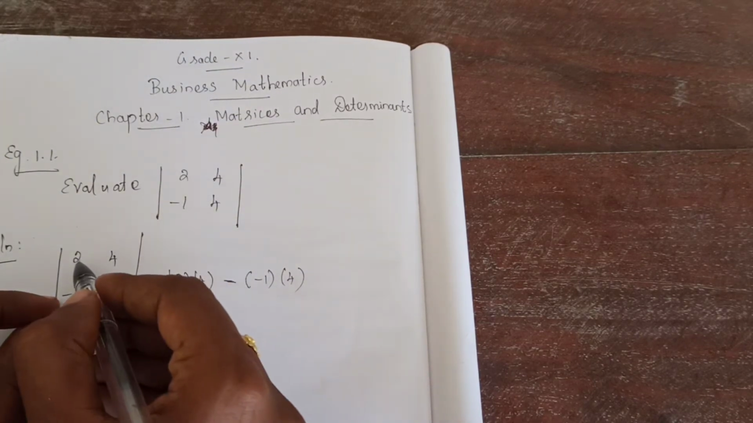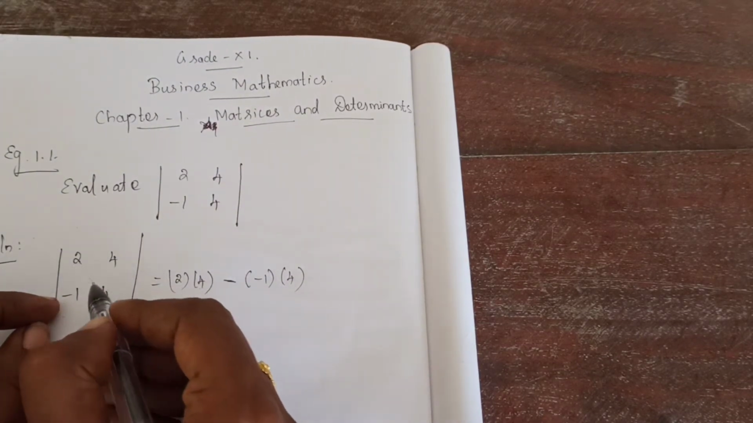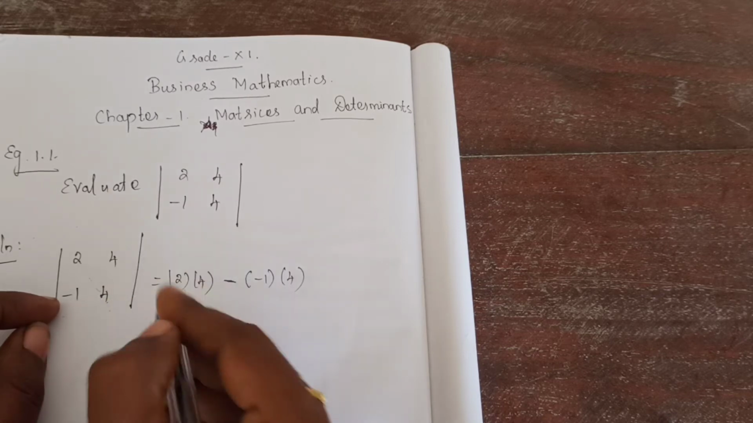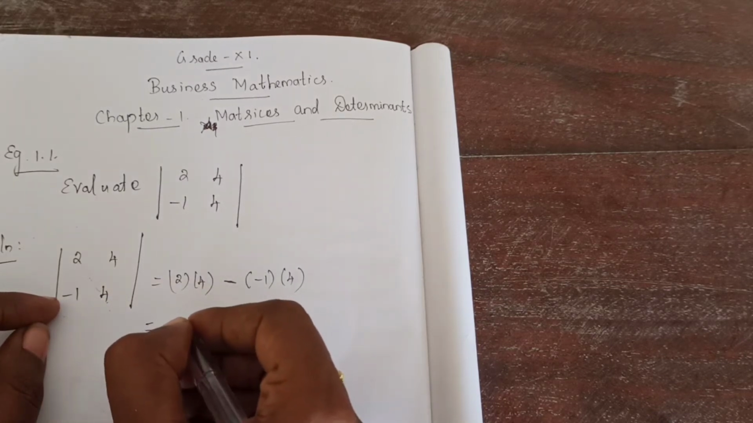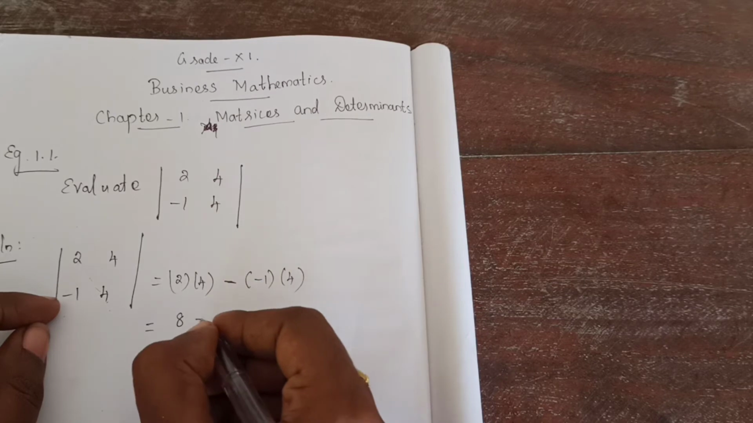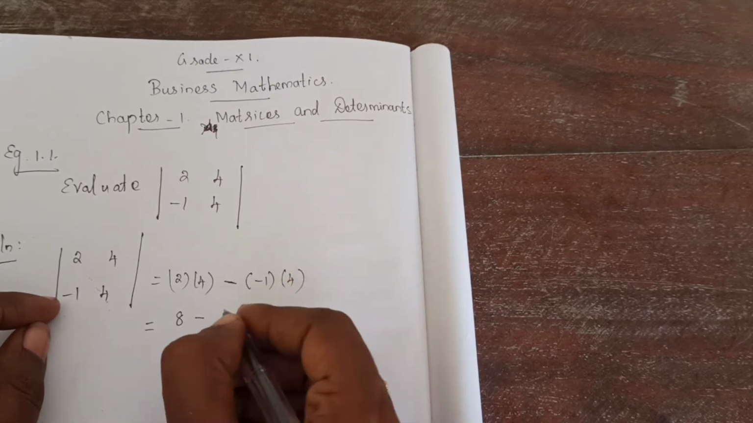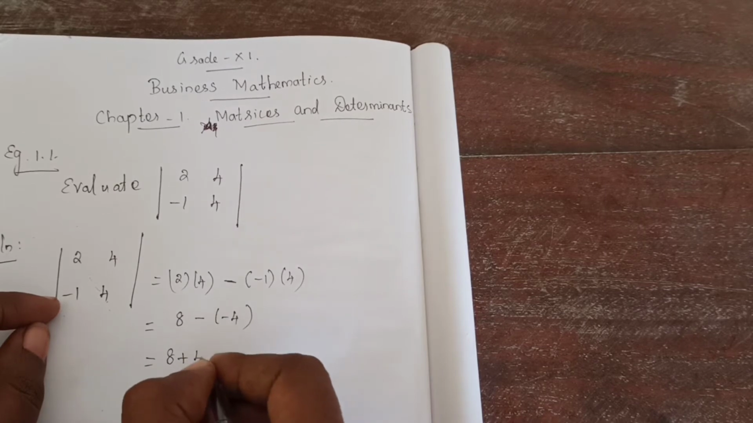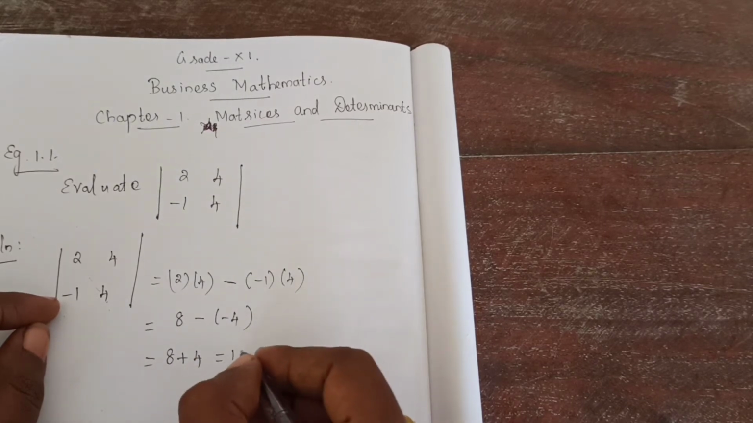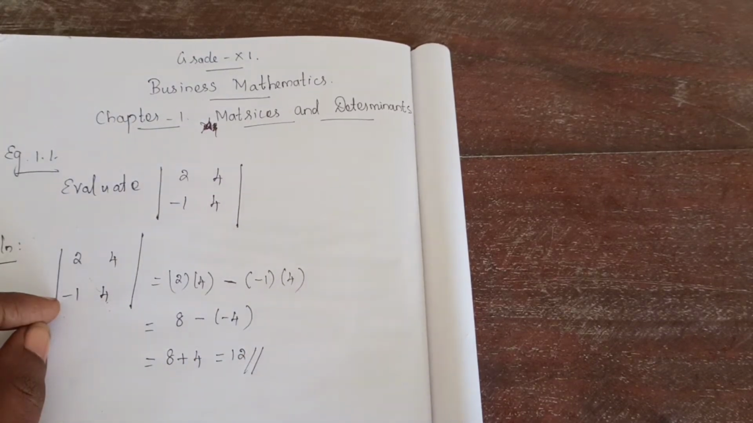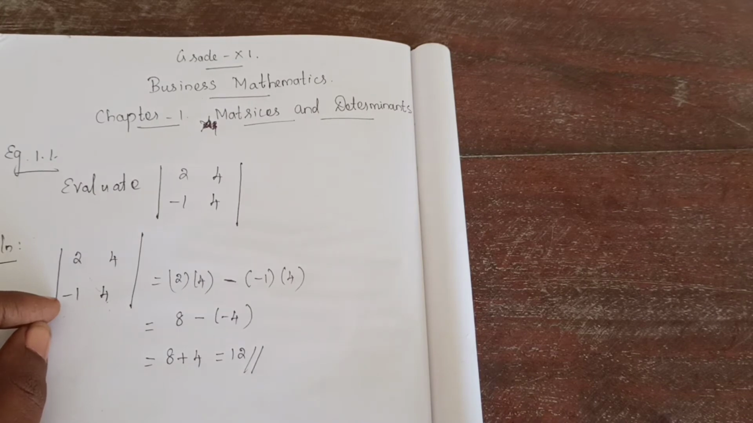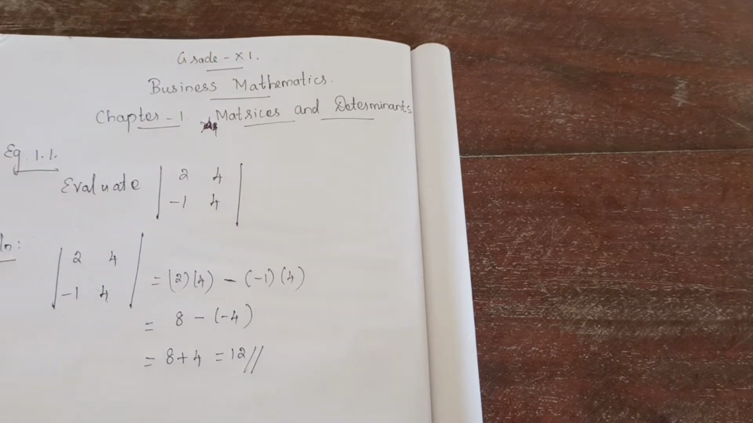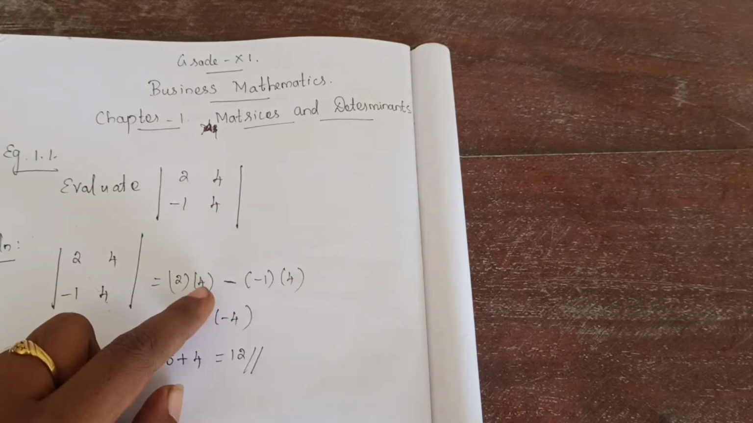Don't confuse. So from here to here, that is 2 into 4 minus of minus 1 into 4. So 2 into 4 means how much you will get? 8. Minus 1 into 4 means how much you will get? Minus 4. So 8 minus into minus, plus 4. So 8 plus 4 means 12. That's the answer. Understand? So we just cross multiply, center it's a minus. That's the meaning. Understand?